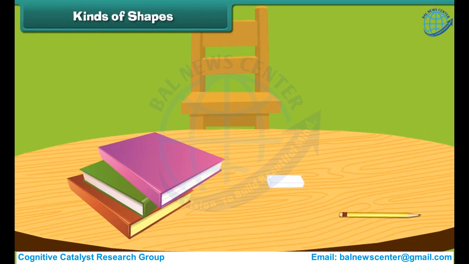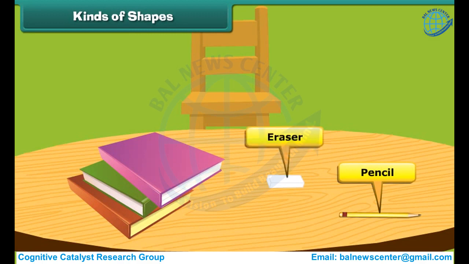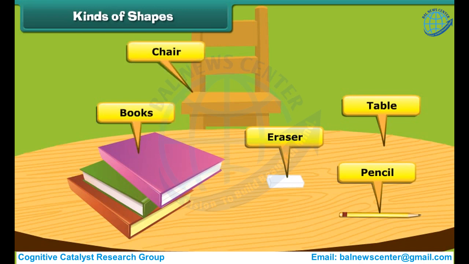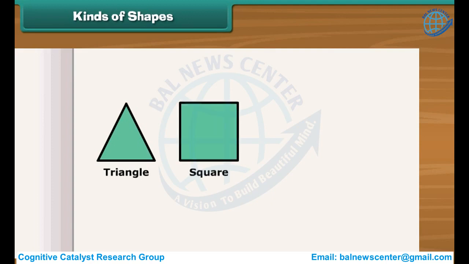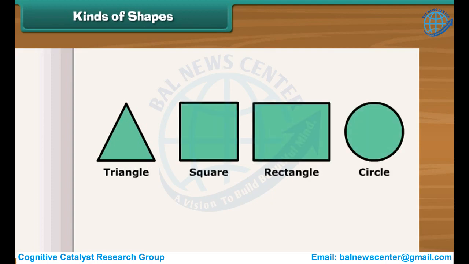Kinds of shapes. We see different shapes all around us. Pencils, erasers, tables, books, chairs, etc. They are called solid shapes. The shapes that we draw on paper, such as triangles, square, rectangle, circle, etc., are called plane shapes.